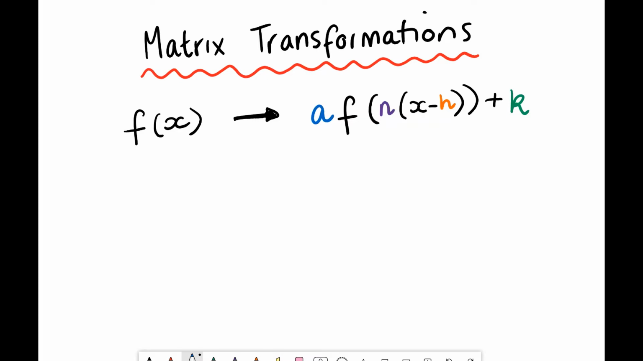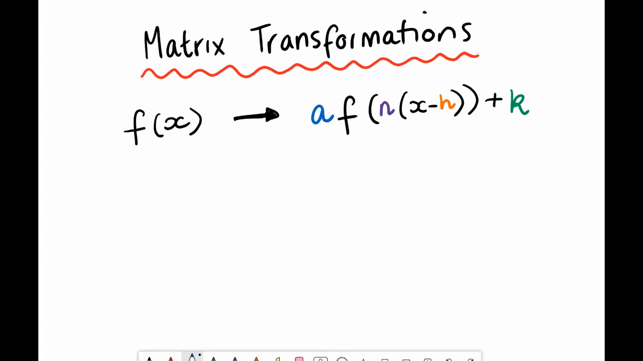Now, the difference here is that the way these transformations might be presented is in a matrix equation. Further to that, if we're given a series of transformations, we should be able to find the image of a function or a graph that has undergone those transformations. Now, the way we're going to do that is to use a different method, which is using matrices.